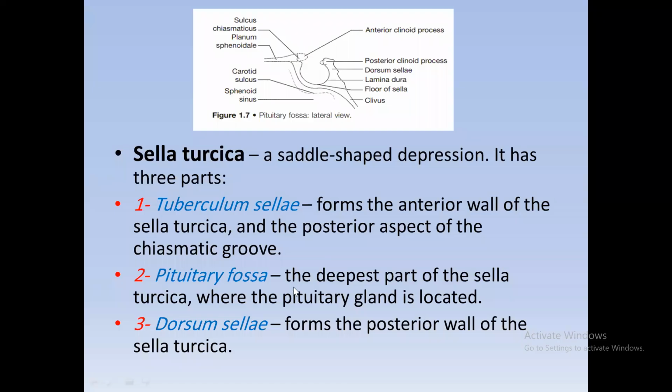The pituitary fossa is the deepest part of the sella turcica, where the pituitary gland is located. The dorsum sellae forms the posterior wall of the sella turcica. This is the dorsum sellae, and this is the anterior clinoid process. This is the posterior clinoid process, and this is the clivus, which is part of the occipital bone.